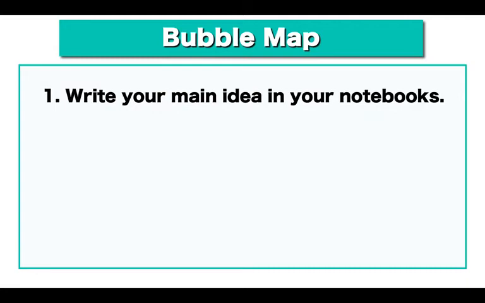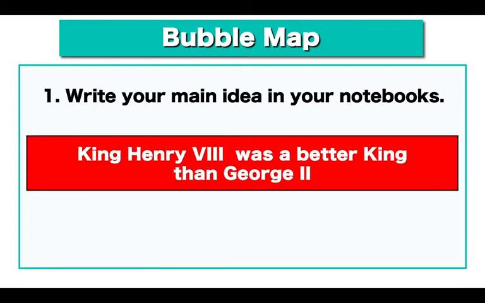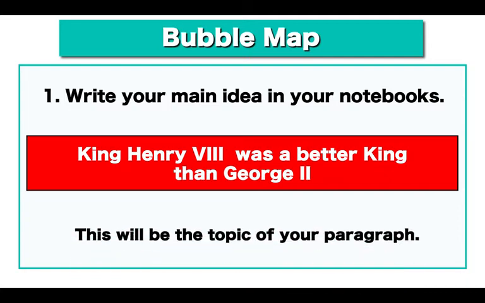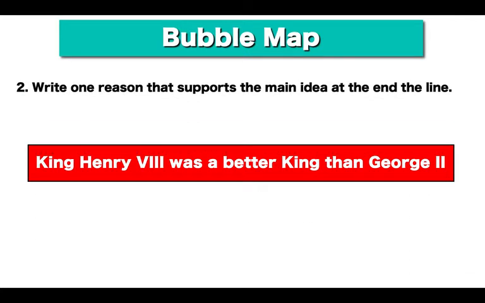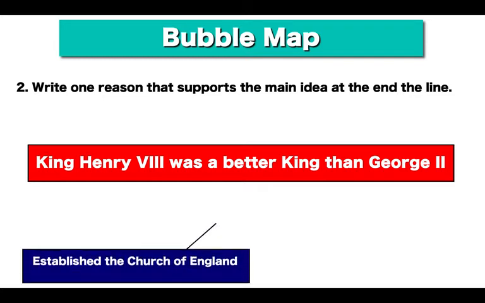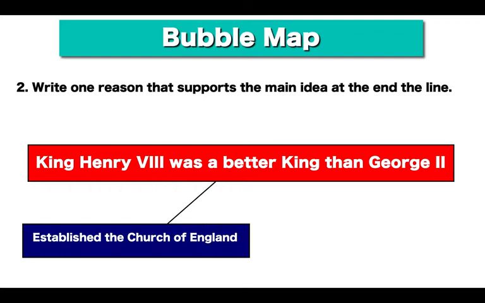Okay, I have something. Okay, this one. King Henry VIII was a better king than George II. Okay, this is what I think. This is my main idea. This will be the topic of your paragraph. Okay, the topic. King Henry VIII was a better king than George II. Yes. So now we have to write one reason that supports the main idea at the end of the line. He established the Church of England.